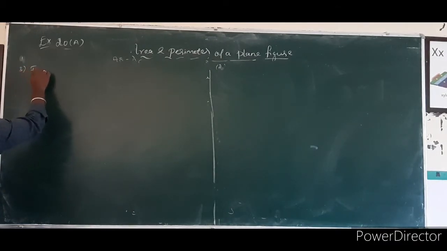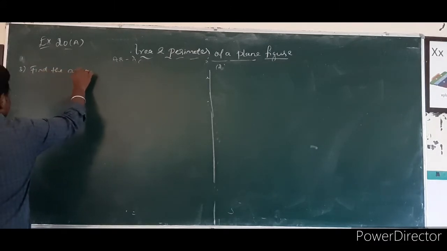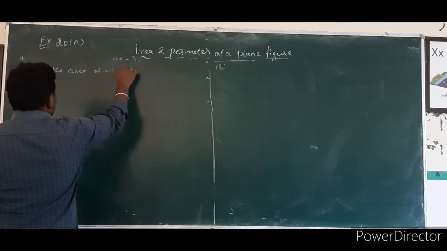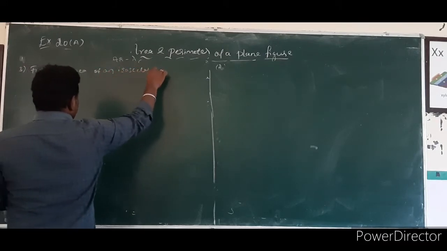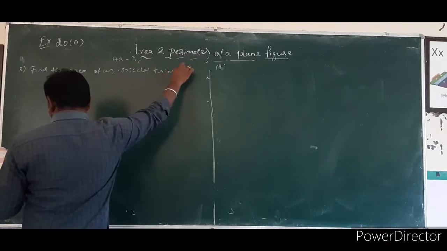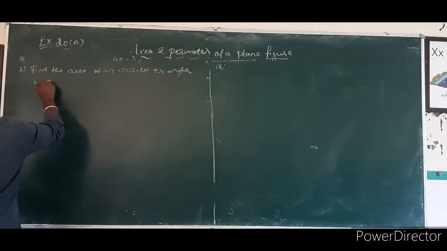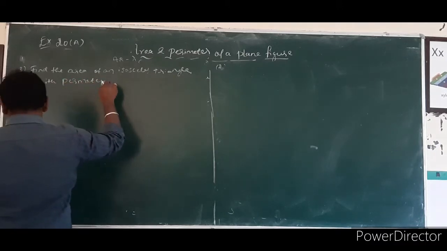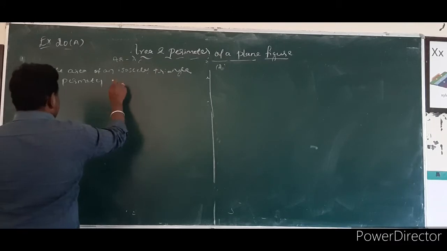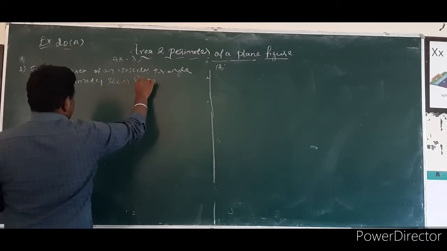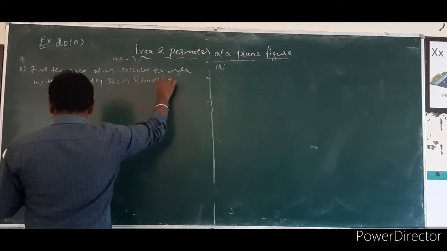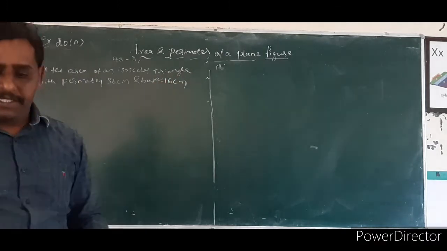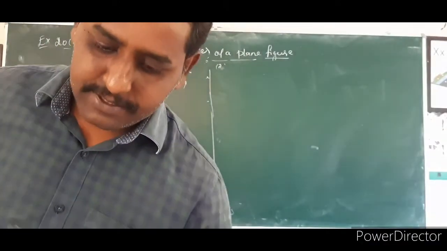find the area of an isosceles triangle with perimeter 36 centimeter and base 16 centimeter. Base is 16 centimeter.